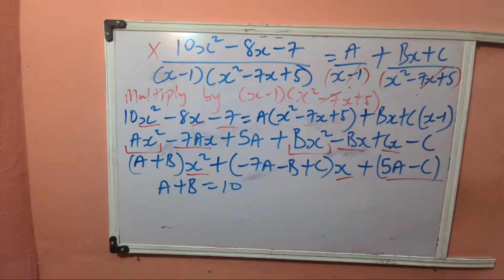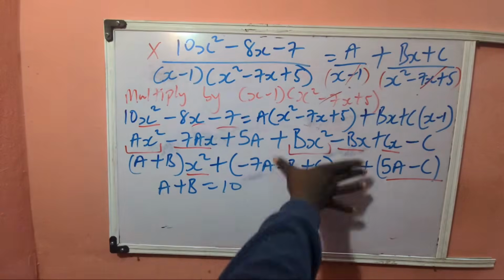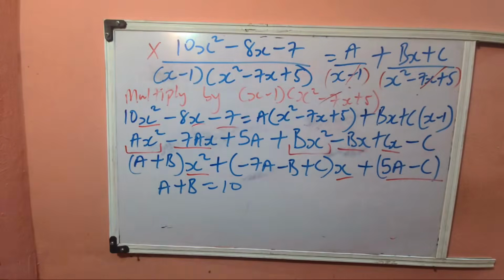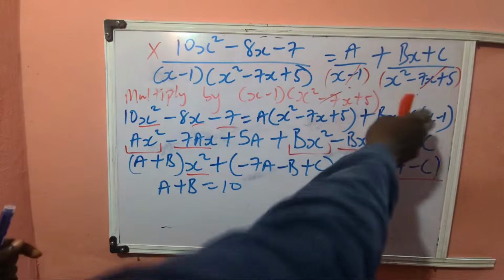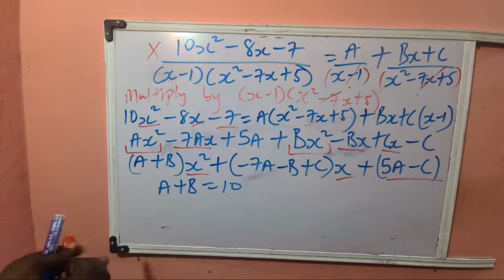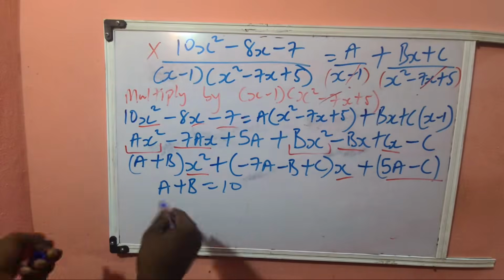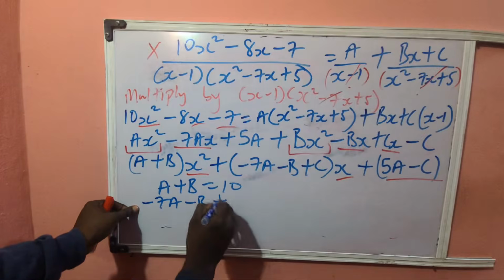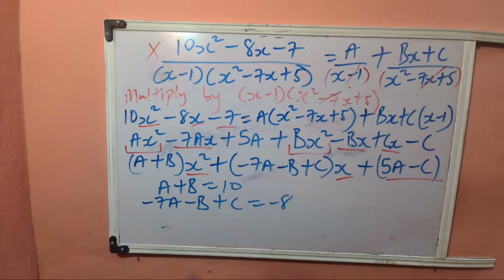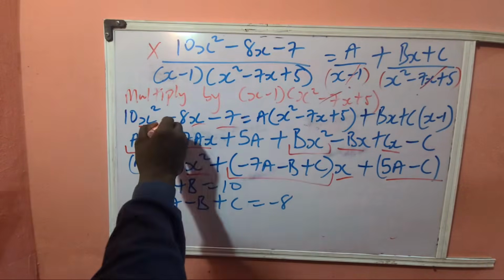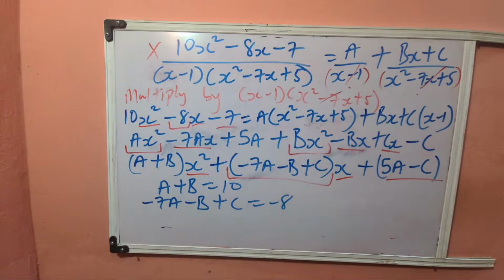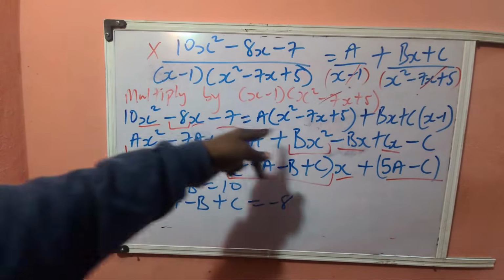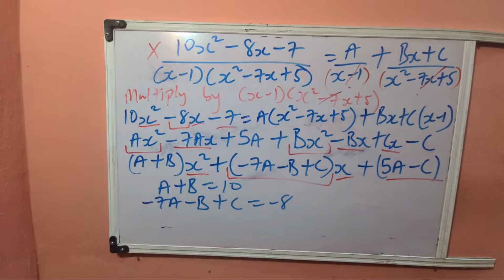Okay, so if you told me that this thing is equal to this whole thing, don't forget this whole thing we opened up here was just the resultant of this thing. So obviously, I'm not wrong if I say that minus 7A minus B plus C is equal to minus 8. I'm not wrong at all. Because if you told me that this is equal to this, then that means this particular one must also equal minus 8.